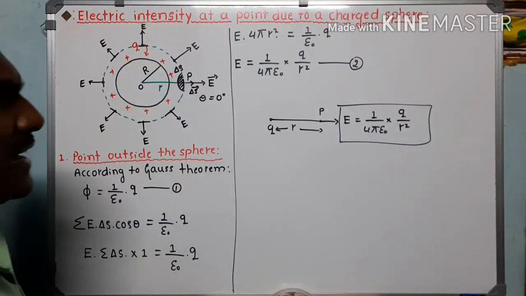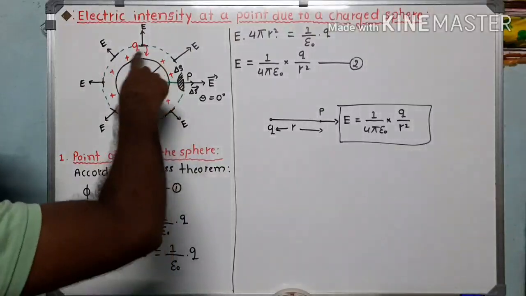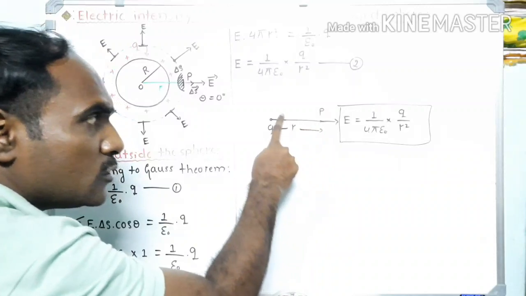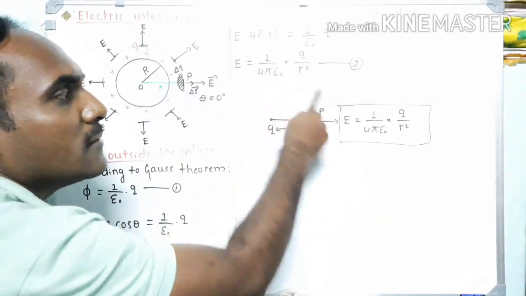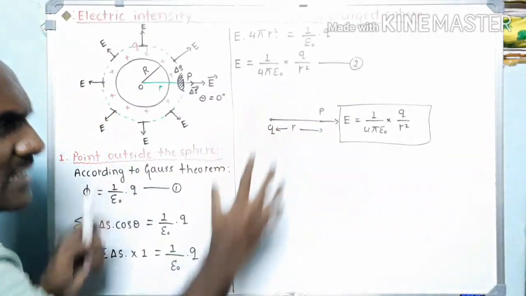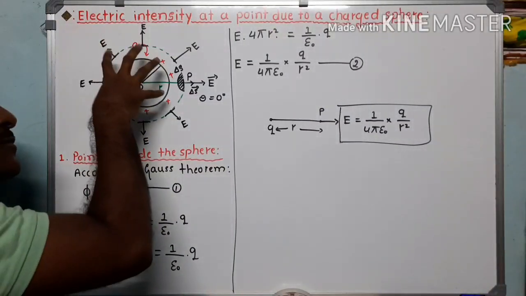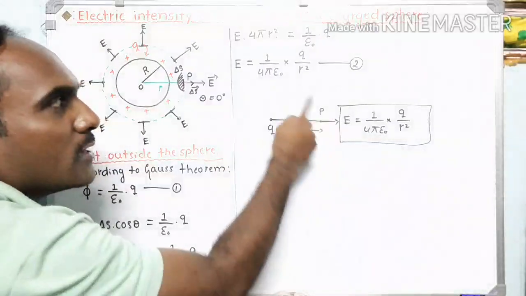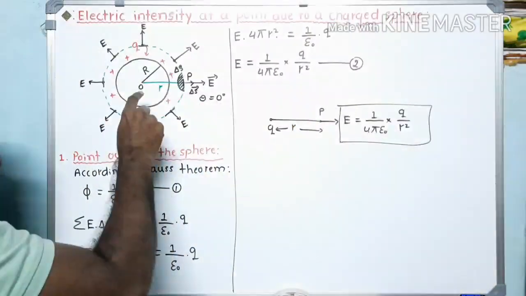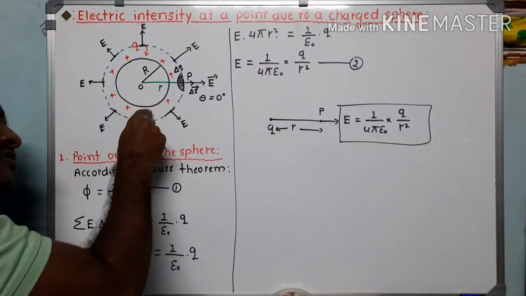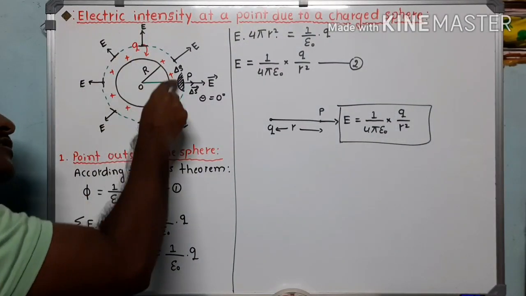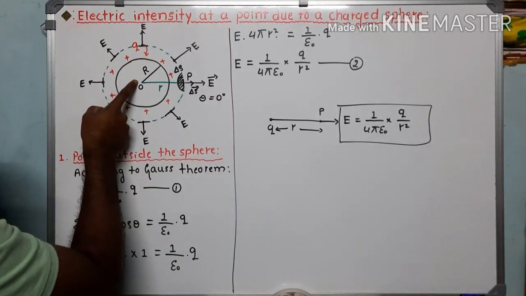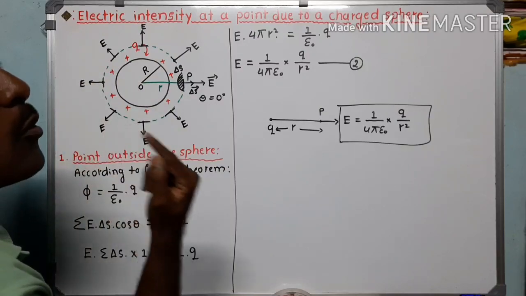What it indicates? Electric intensity at a point P due to charged sphere is this much. Electric intensity at a point P due to a point charge is also same. I think that both are same. This indicates what? If you charge the spherical conductor, it behaves like a point charge. That's why both are same. If you charge the spherical conductor, however, the charges are going to distribute over the outer surface of the spherical conductor, but those charges were concentrated at the center of the sphere. That's why sphere acts like a point charge.